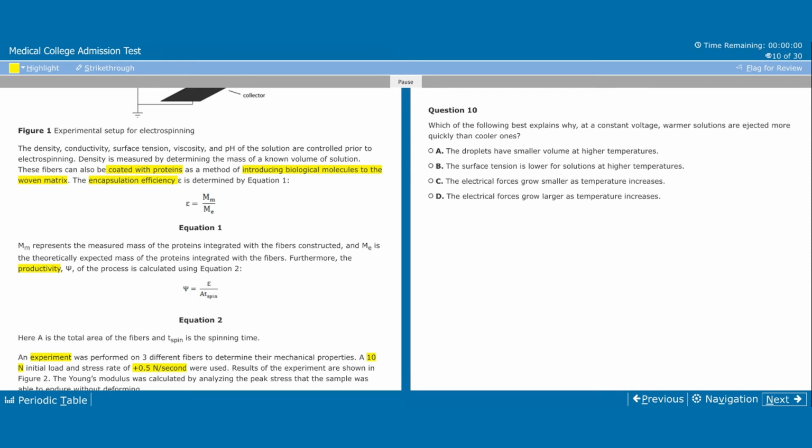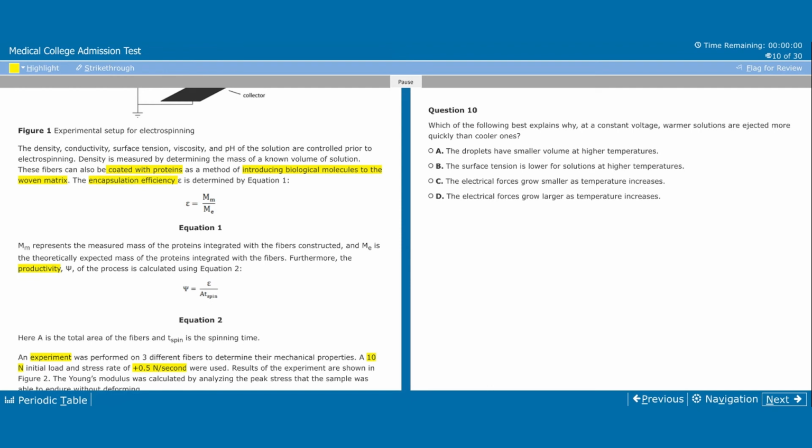Question 10. Which of the following best explains why, at a constant voltage, warmer solutions are ejected more quickly than cooler ones? A, the droplets have smaller volume at higher temperatures. B, the surface tension is lower for solutions at higher temperatures. C, the electrical forces grow smaller at higher temperatures. Or D, the electrical forces grow larger as temperature increases.